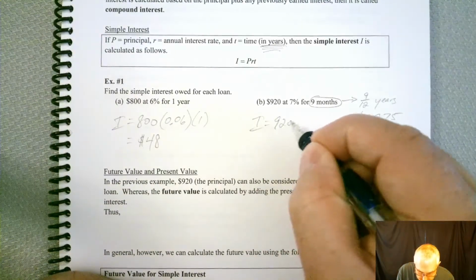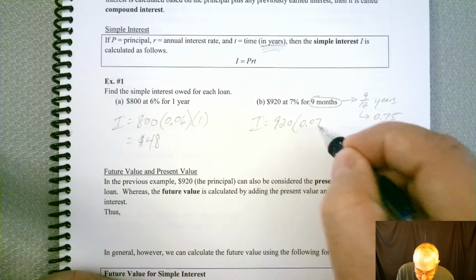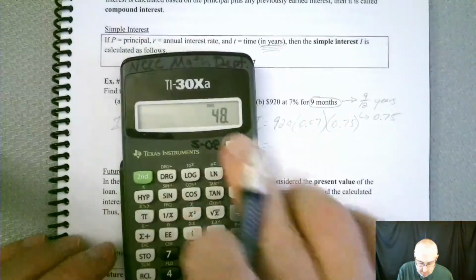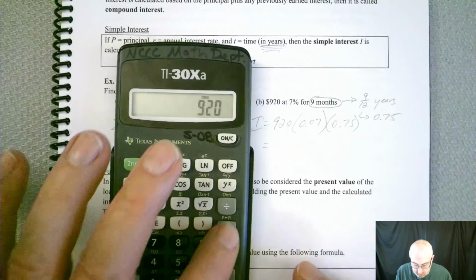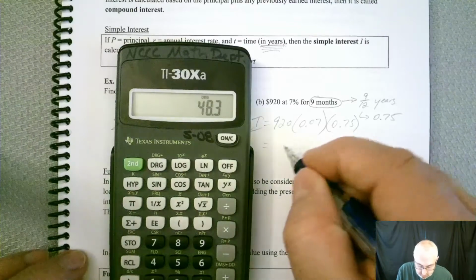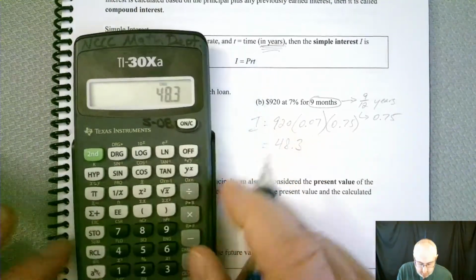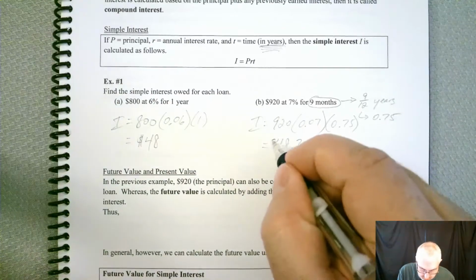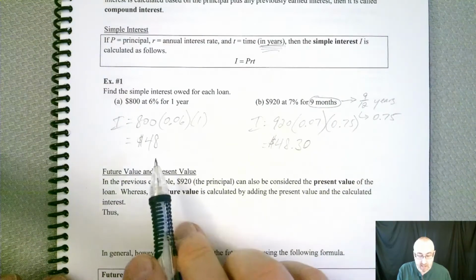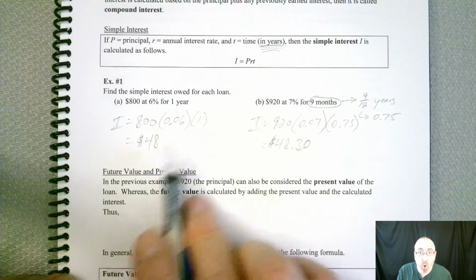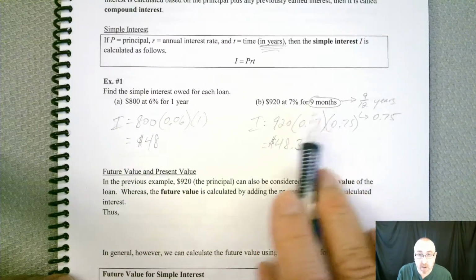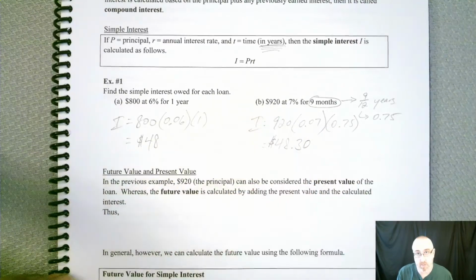We'll see some examples of how to take care of that in a minute. The first thing though, let's plug in our principal. Let's plug in our interest rate. And if we want to use 0.75, we can. And now let's multiply all that out. So 920 times 0.07 times 0.75 equals 48.3. Now this is money, so this should be $48.30. And that's it. That's how much interest has been generated over a 9-month time frame based on this interest rate and this principal.